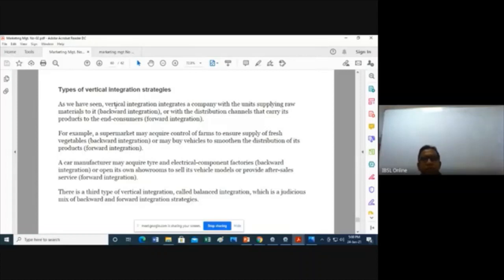So to refresh again, vertical integration, as we have seen, integrates a company with the units supplying raw material to it, backward, and the distribution channel that carries products to the end consumers, forward integration. For example, a supermarket may acquire control of farms. This is what actually happened. Food City went and bought Wall's ice cream manufacturing, and Lux Spray went and bought Ambewela Farm. And a car manufacturer may acquire tire and electrical component factories, backward integration, or open a showroom, so that can happen.